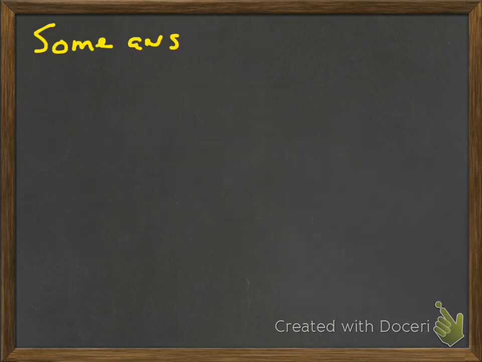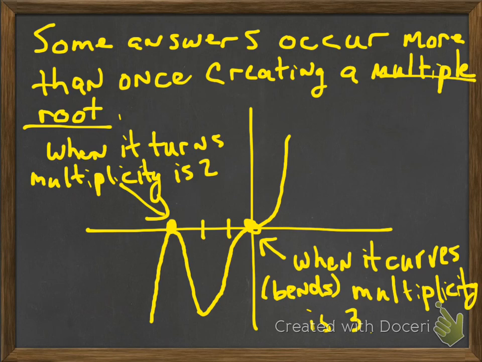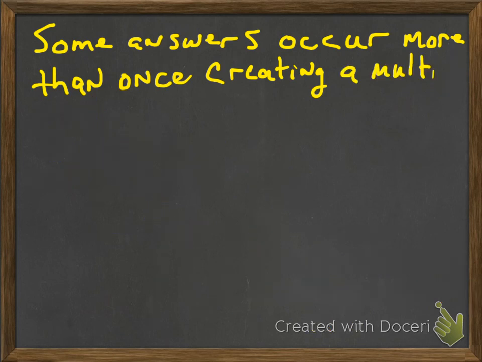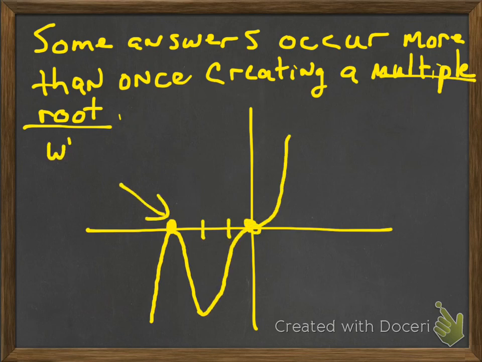Okay, some answers can occur more than once. Those answers create multiple roots. When we have multiple roots, what we call that is multiplicity. How many times did it happen? So here's an example that you're seeing here that I just drew.